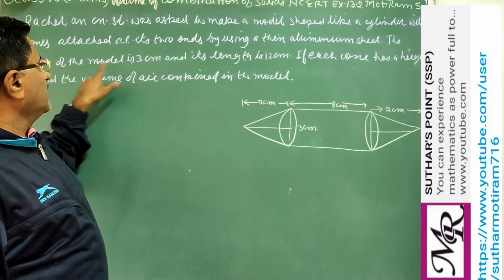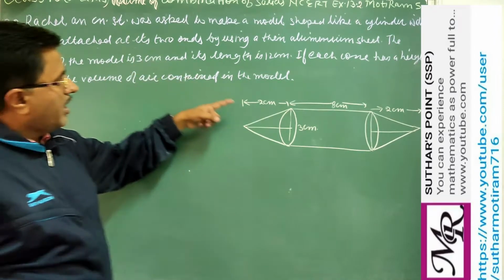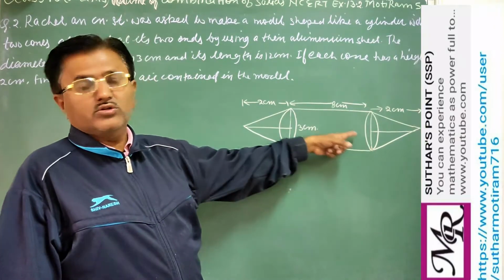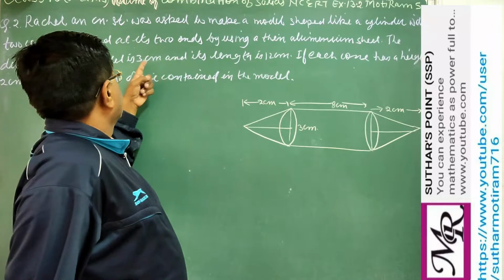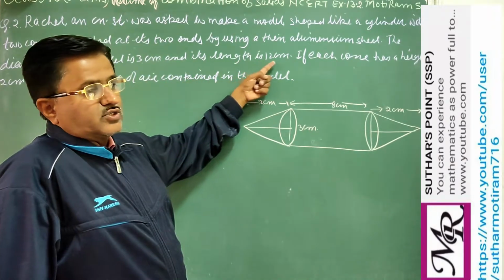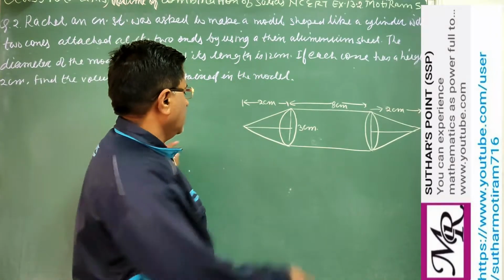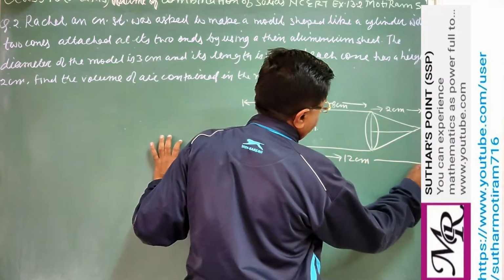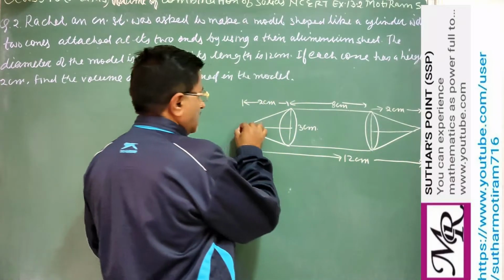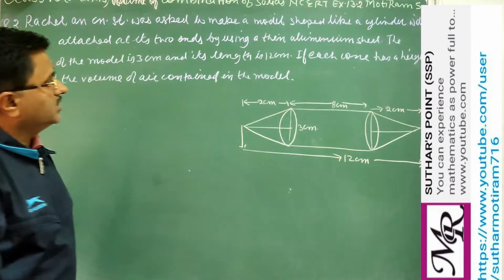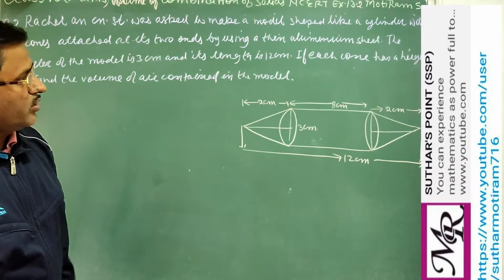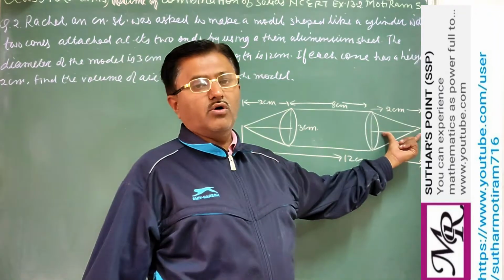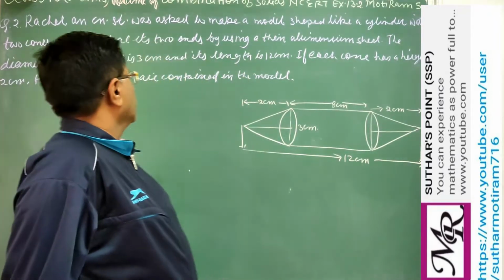The diameter of the model is 3 cm. We are given diameter of the model, meaning diameter of cone as well as diameter of cylinder. Both are equal, that is 3 cm, and its length is 12 cm. Now this total length is given as 12 cm. This is the length of the model. If each cone has a height of 2 cm, we are given the height of each cone as 2 cm.